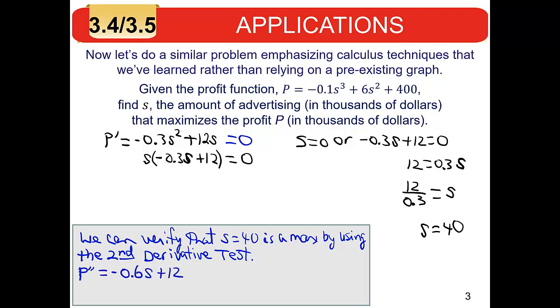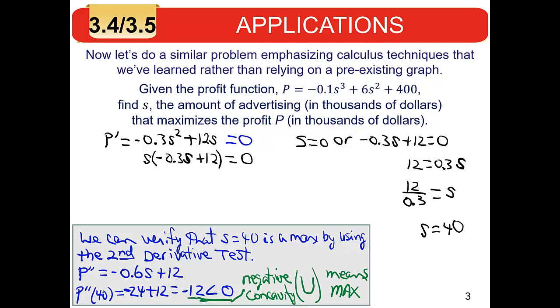Well, the second derivative of a polynomial is really easy to take. So you get negative 0.6s plus 12, and if you plug 40 in, you get negative 12. Negative 12 is a negative number. That means the concavity is negative. If the concavity is negative, that means you're at a max. Remember, our second derivative test says negative concavity means max, positive concavity means min.